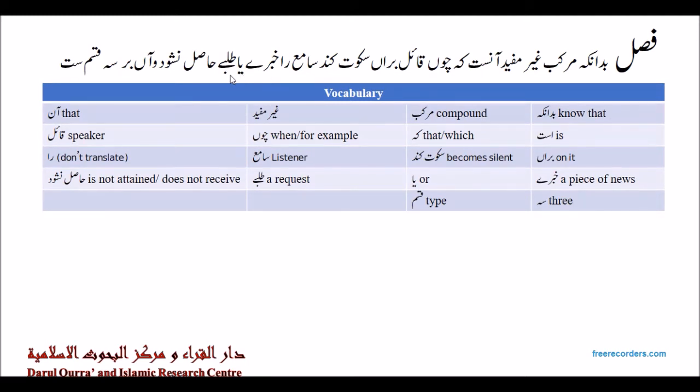So in other words, when the qa'il, the speaker, becomes silent, he does sukut, the listener does not receive any news or any request. So that's the definition of Murakkab Ghair Mufid. Murakkab Ghair Mufid, in other words, is a sentence where, when the speaker becomes silent, the listener does not receive any information or any news.